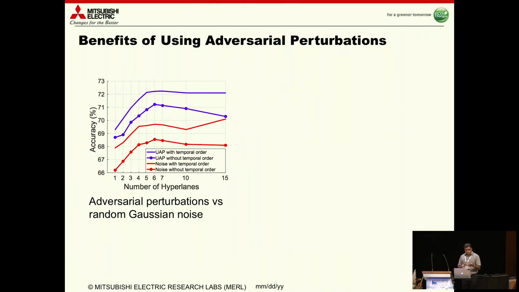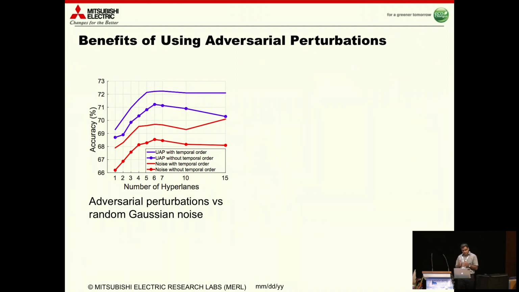Now, first of all, we wanted to validate how good these adversarial perturbations are. So we ran some experiments using the optimization that I showed, with adversarial perturbations and with, say, Gaussian random noise. And we see that there is a consistent improvement in performance by about 2 to 3%. As you increase the number of hyperplanes in your subspace, the performance increases, but then it saturates. Also, the temporal consistency criterion that we impose is very important for improving the performance.